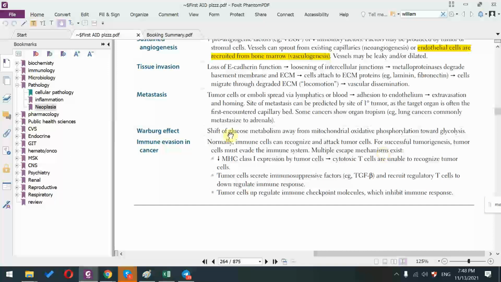So here they write, shift of glucose metabolism away from the mitochondrial oxidative phosphorylation towards glycolysis. And we call that the Warburg effect. It's what I just showed you.